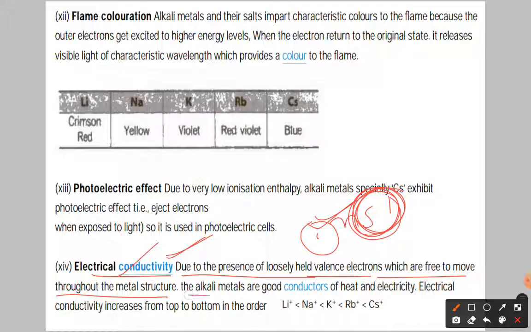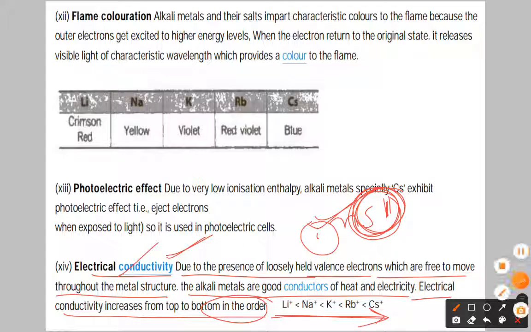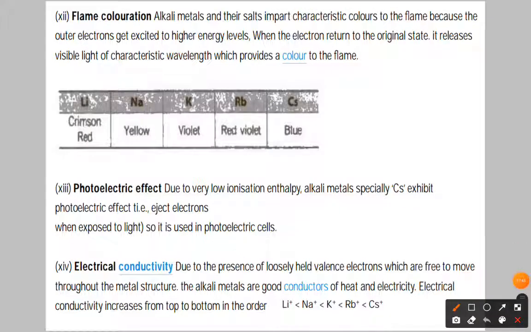Because of that reason, they have electrical conductivity. Alkali metals are good conductors of heat and electricity because we have one unpaired electron in the valence shell. Electrical conductivity increases from top to bottom, from lithium to cesium, because they easily lose the electron. So this is about the general introduction and physical properties of the first group A elements.